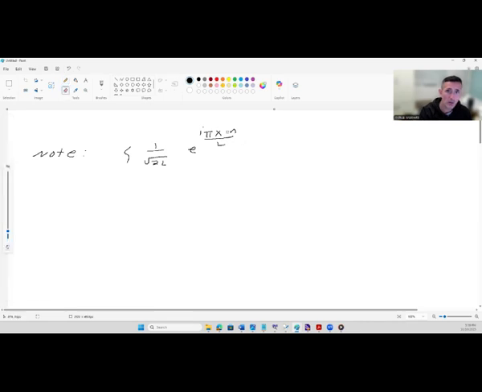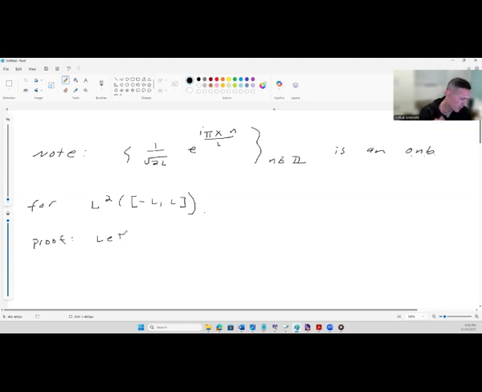Right, so these form an orthonormal basis for L2 minus L to L. And the proof idea is very simple. Remember, we had a list of 4 different equivalent properties of an orthonormal basis.